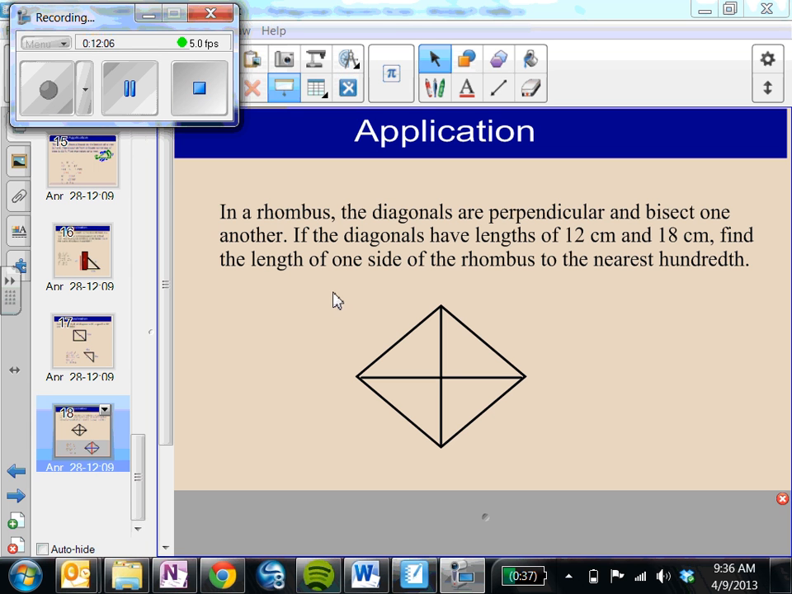In a rhombus, the diagonals are perpendicular and bisect one another. So that means that they form a right angle and they cut each other into equal segments. Okay, so this is important. If the diagonals have lengths of 12 and 18 centimeters, find the length of one side of the rhombus to the nearest hundredth. So let's draw this picture.